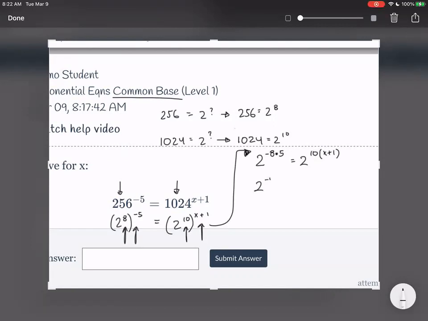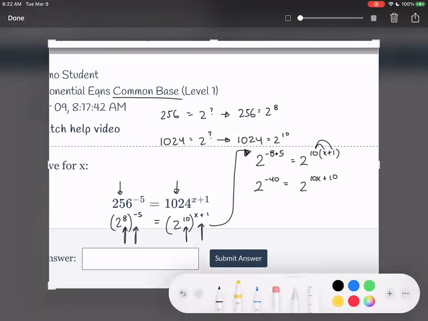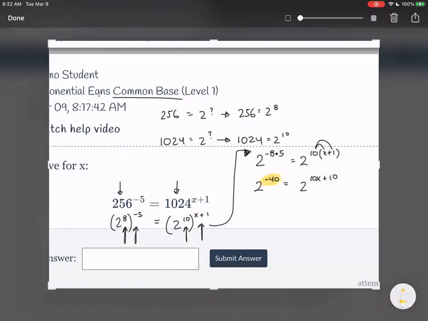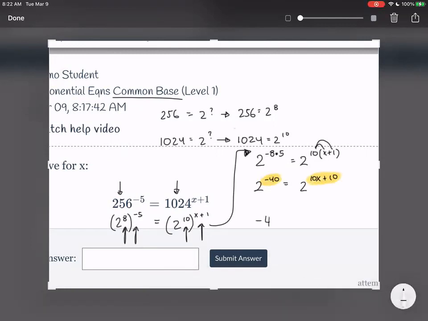Negative 8 times 5 is negative 40. And then 2 to the power of, let's see, 10 times x, 10 times 1. Just distribute it out into the parentheses. And so now that we have this with a common base, both of them have a base of 2, then you can set your exponents equal to each other. So negative 40 is equal to 10x plus 10. And then we can solve for x.